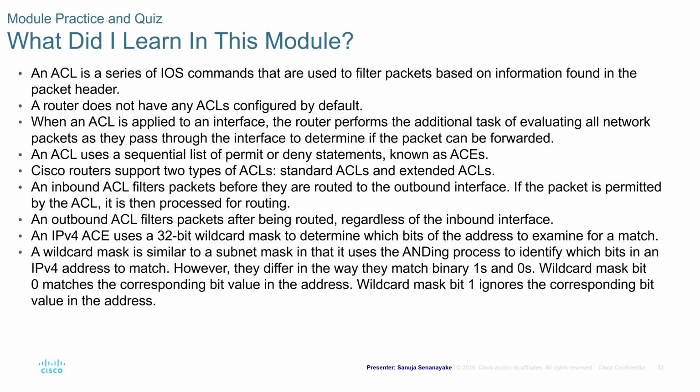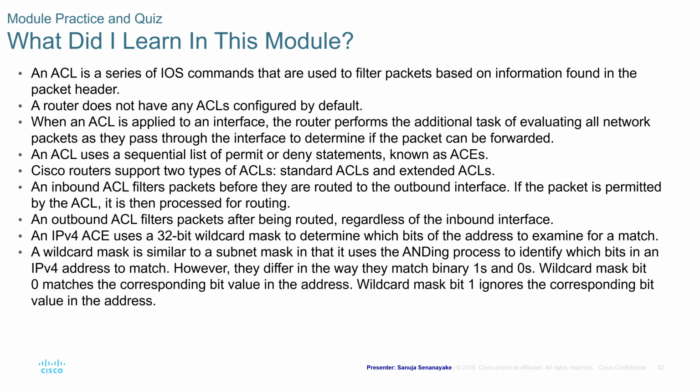An ACL uses a sequential list of permit or deny statements known as ACEs, access control entries. Cisco routers support two types of access control lists: standard ACLs and extended ACLs.